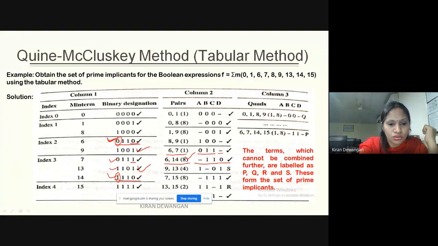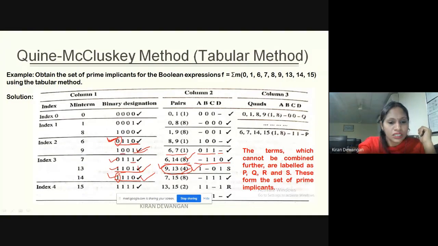9 is 1001. 13 is 1101. Where is the differing position? Where is it differing? 2 to the power 2. This position is differing. Correct. So 9 and 13 will form a pair, with the differing position 2 to the power 2, that is 4. So we are writing it 1-01. 1-01 is the binary designation. Now 9 and 14 will not form a pair.